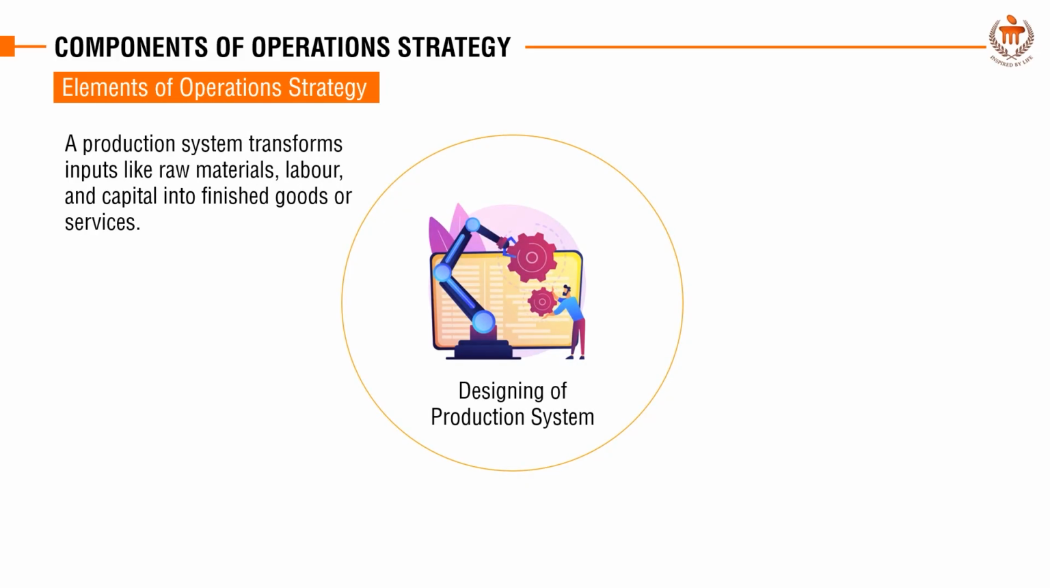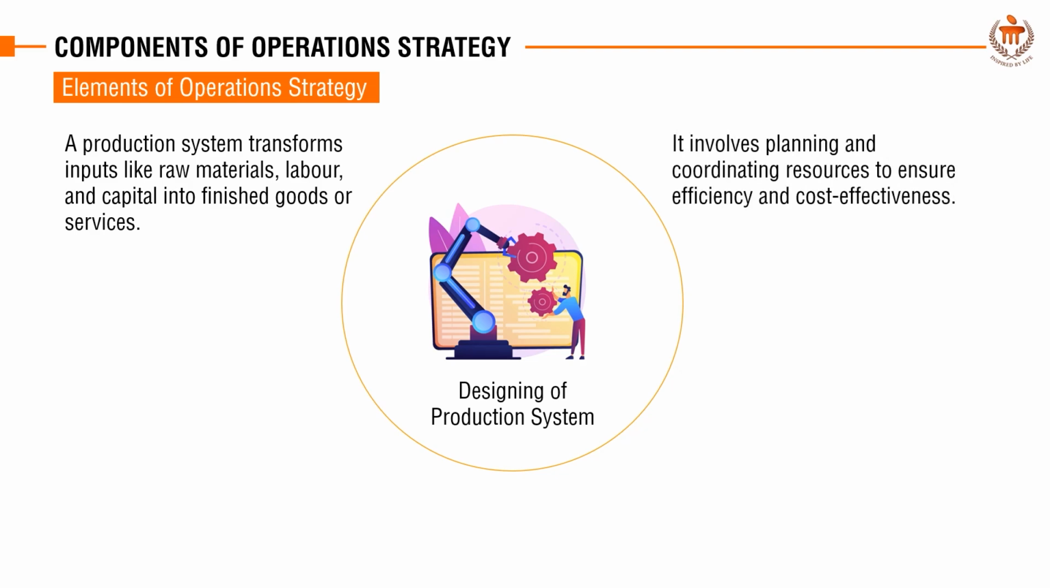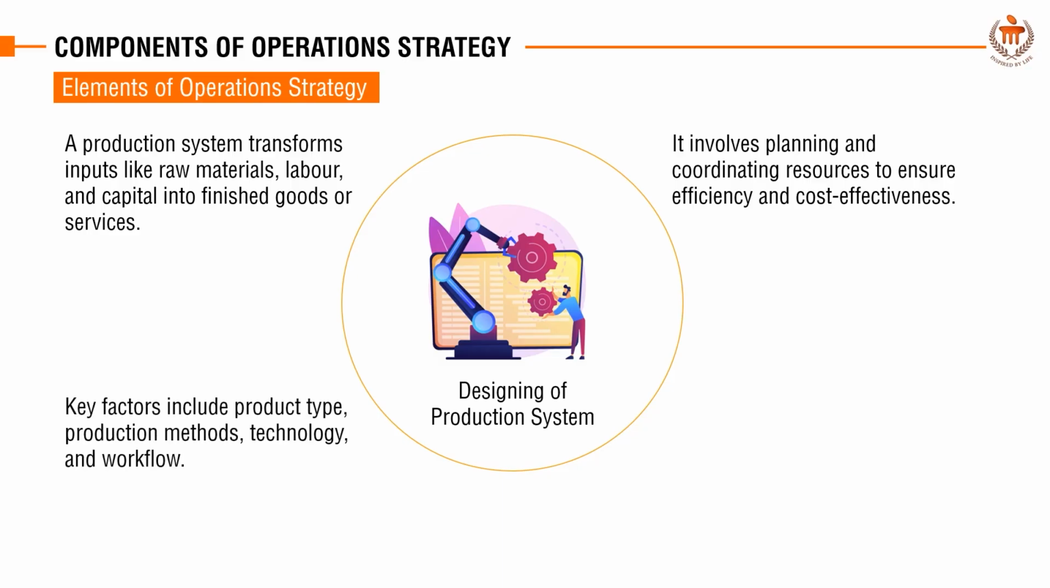First is designing of the production system. Designing a production system is an essential element of operation strategy, as it defines the process that transforms inputs like raw materials, labor, and capital into finished goods or services. The production system involves planning and coordinating resources and activities, ensuring the efficient flow from raw material conversion to the final product.